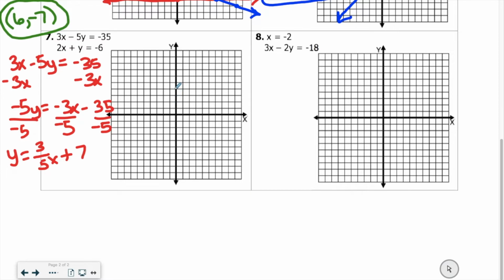1, 2, 3, 4, 5, 6, 7. And we go up 3 over 5. 1, 2, 3, 1, 2, 3, 4, 5. And I'm going to go down 3 over 5 just so I have another point over here. 1, 2, 3, 1, 2, 3, 4, 5.